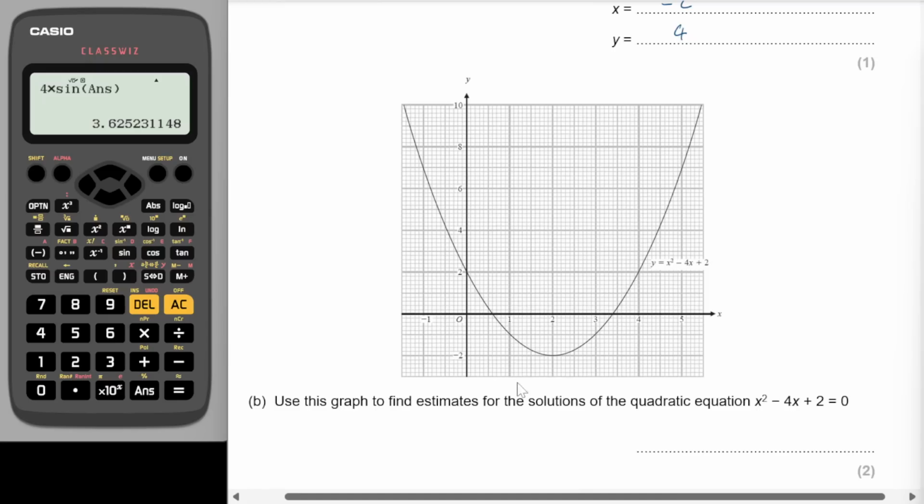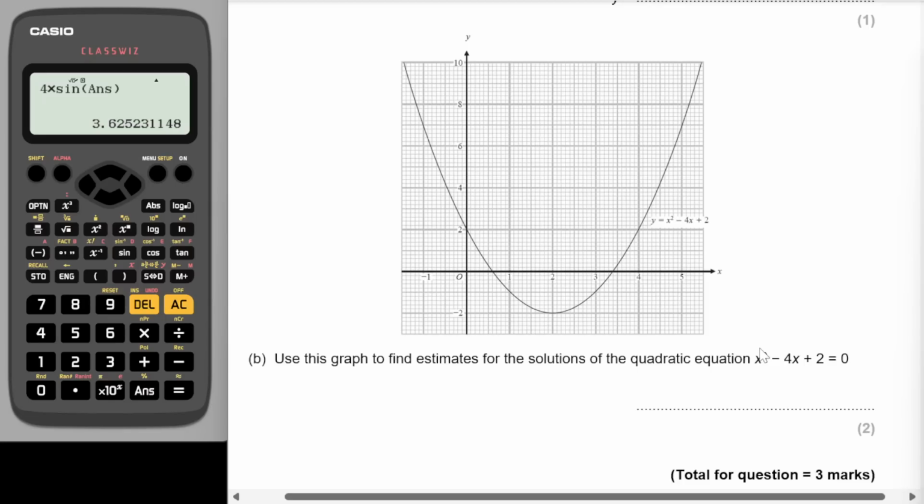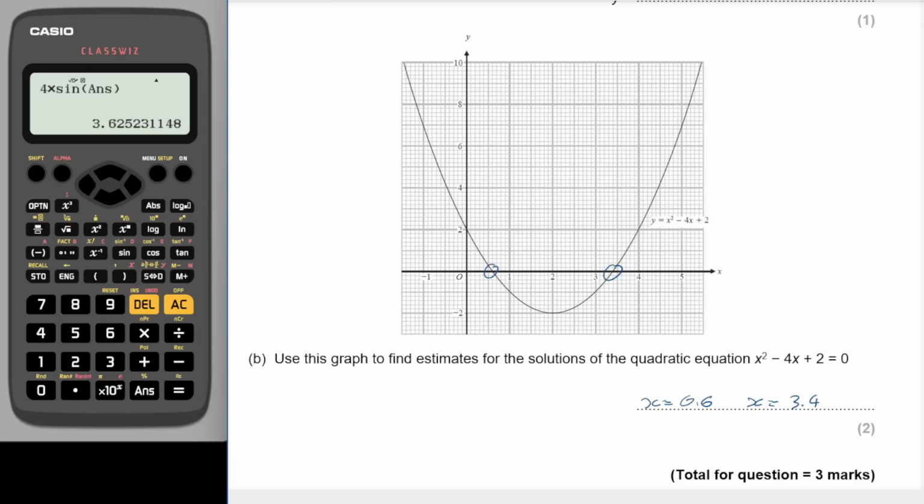And use your graph to estimate the solution. Similar questions appeared a few times. So we're taking off these coordinates. So x is equal to, this time we're looking at 0.6 and x is equal to 3.4. And again, there will be some range of acceptable answers. So Martin says 0.55 to 0.65 and 3.35 up to 3.45. Yeah, so we're slap bang in the middle with both of those.